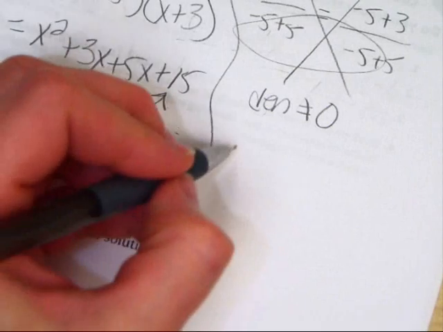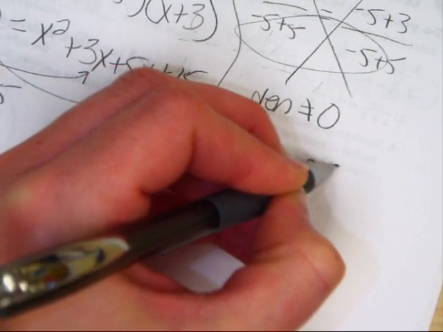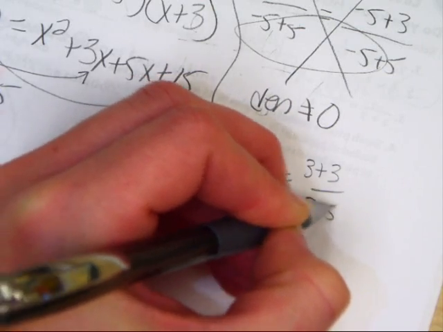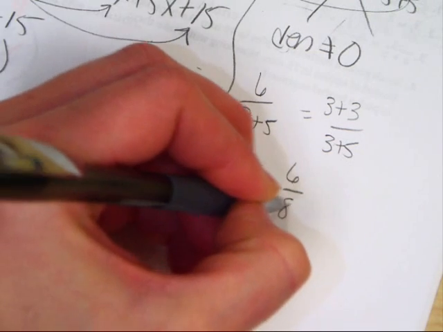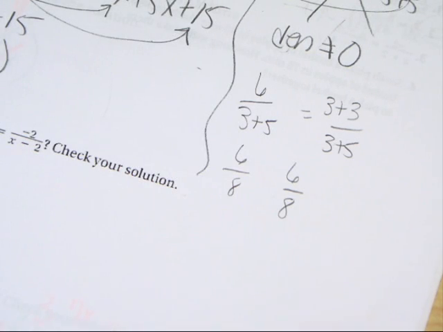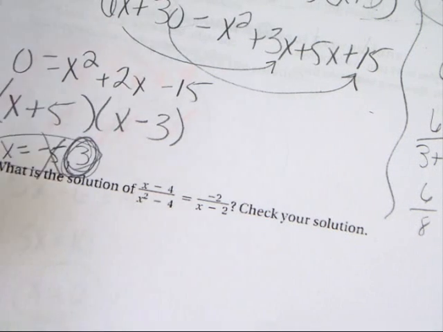Now let's check 3. To check 3, you do 6 over 3 plus 5 equals 3 plus 3 over 3 plus 5. You should notice both of those are going to be 6 over 8, which reduces to 3 over 4. So they're both correct. So 3 is the only solution. Now had you done that the other way, you would have got only 3 as an answer. You would have never even had to have bothered with negative 5.